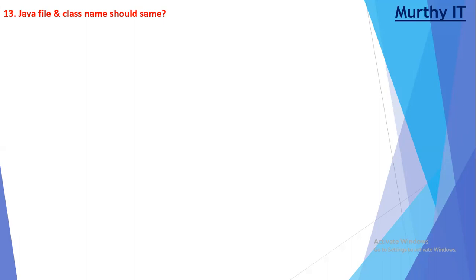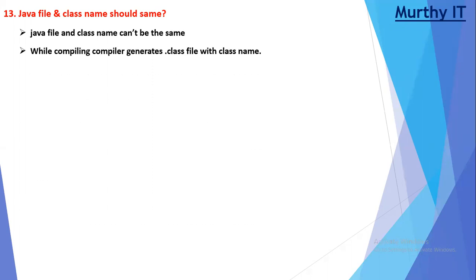No, it is not required. The class name and Java file name need not be the same. The compiler generates the dot class file with the class name. Whatever class name we give in the Java program, based on that the dot class file will be generated.